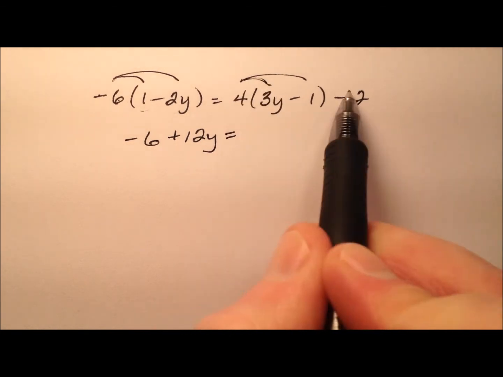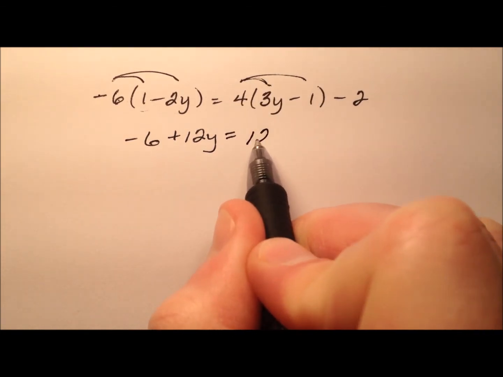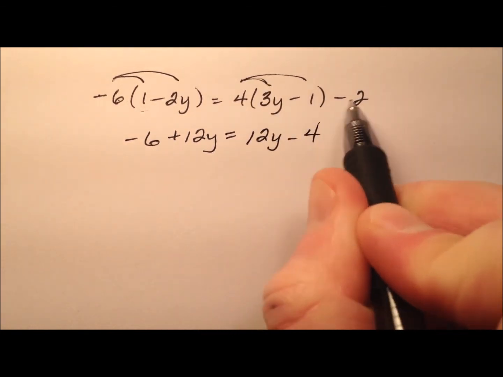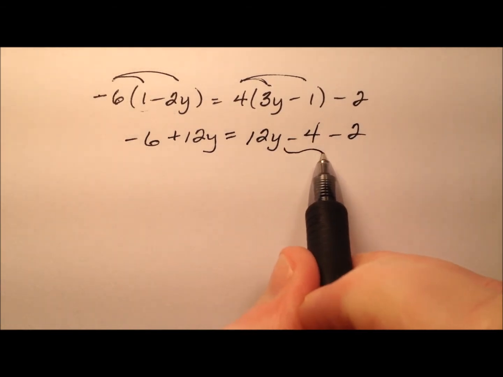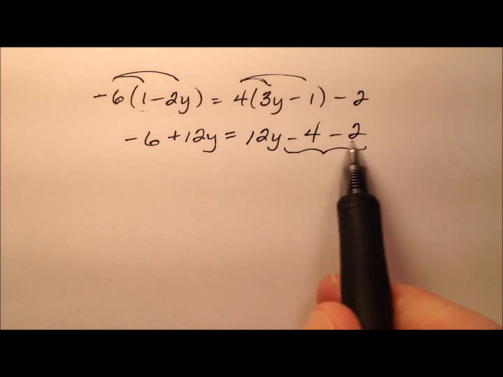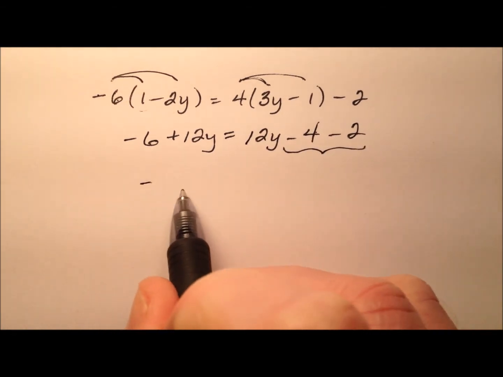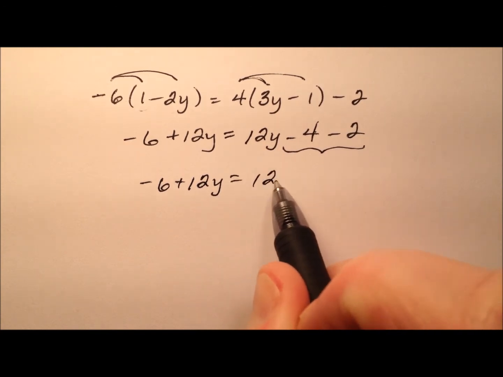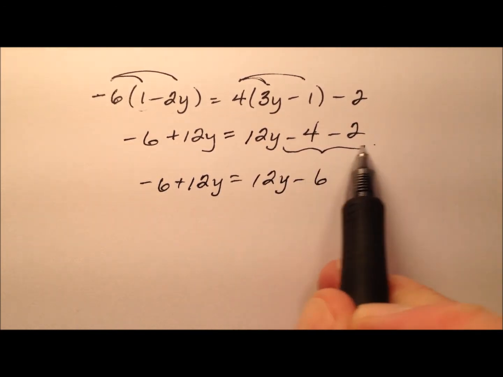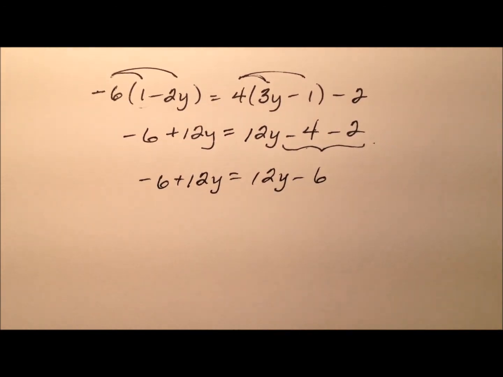So on the right side, let's go ahead and distribute the 4 through, and we'll have 12y minus 4. And then, of course, this -2 comes along for the ride. And the next thing you'll notice is we have some like terms here, this -4 and the -2. Let's go ahead and just put those together. So I'll have 12y minus 6 over here on this right side.